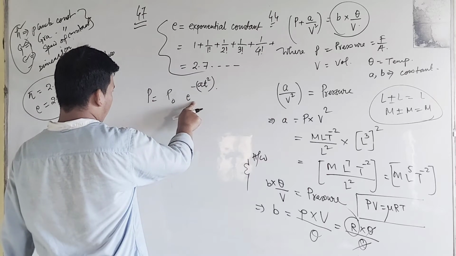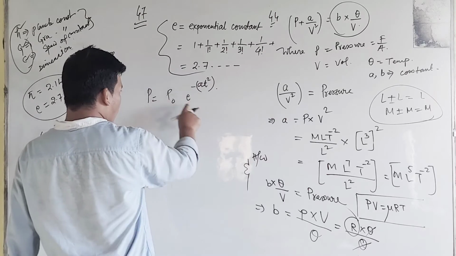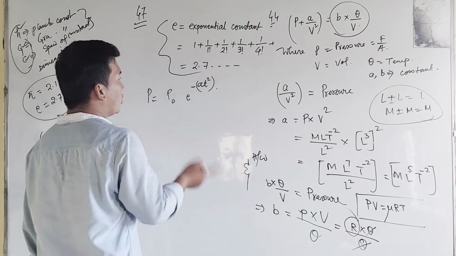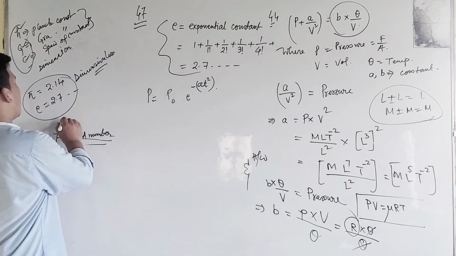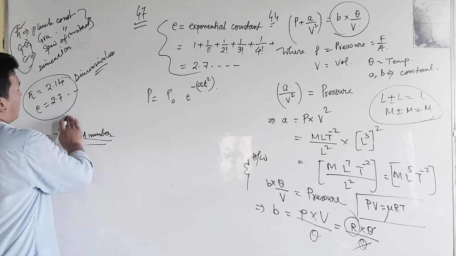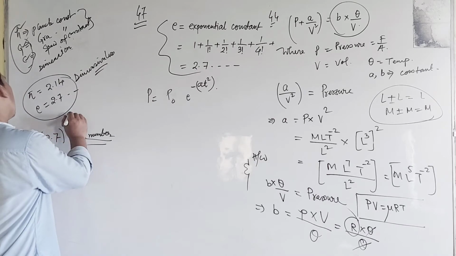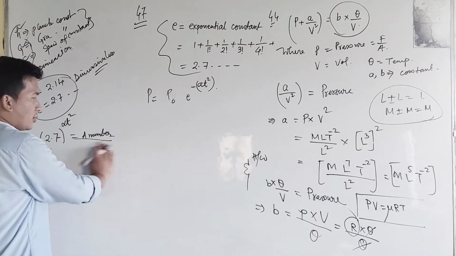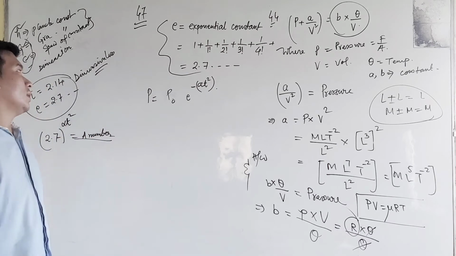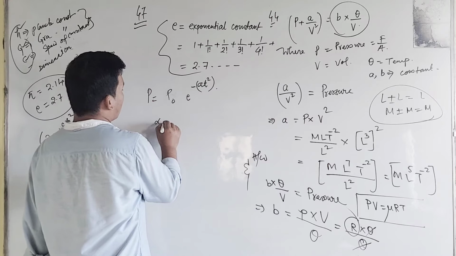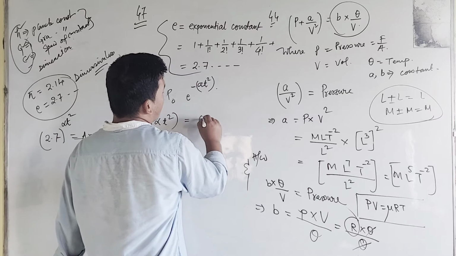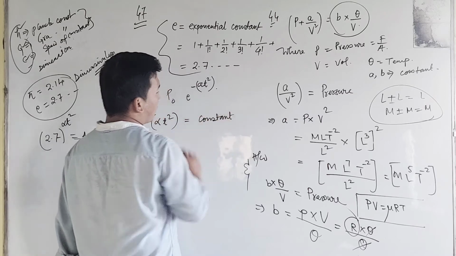See, e is a constant, and a constant raised to any power will always be constant. This raised to power 7 or x square or alpha t square, it doesn't matter. It will always produce a number. A constant raised to any power remains constant. We put this as alpha t square as dimensionless constant. Is that understood or not?